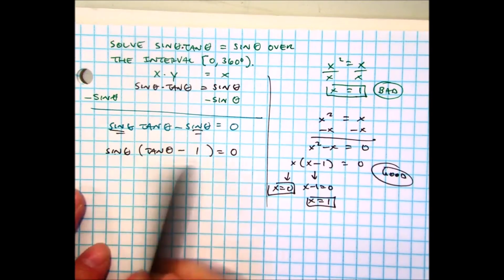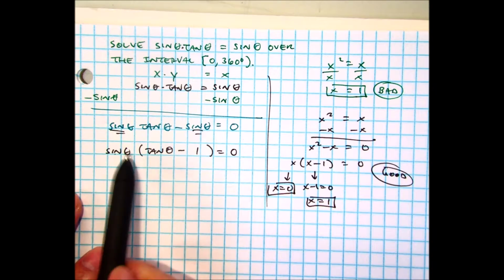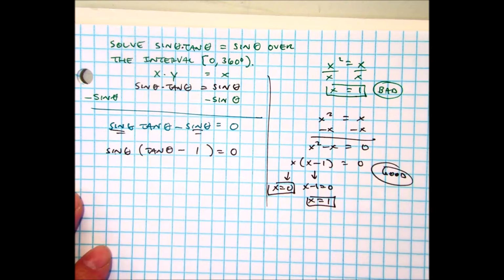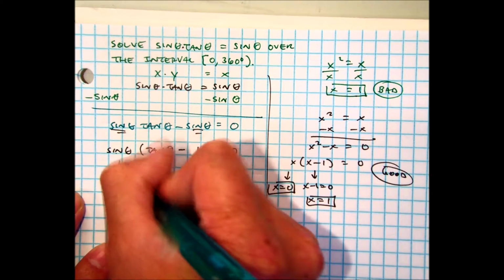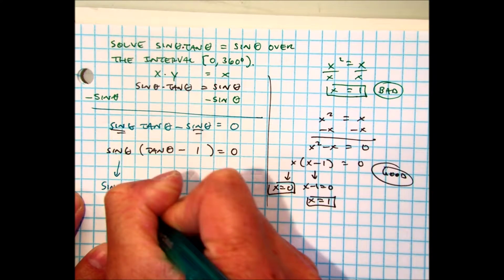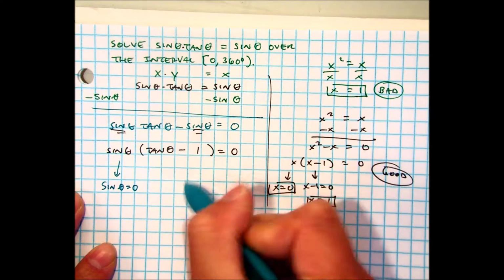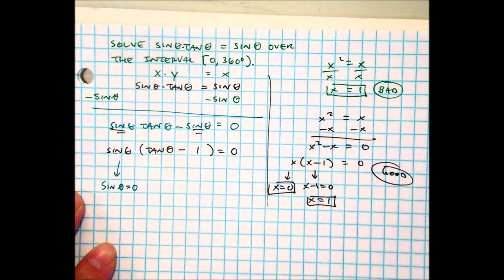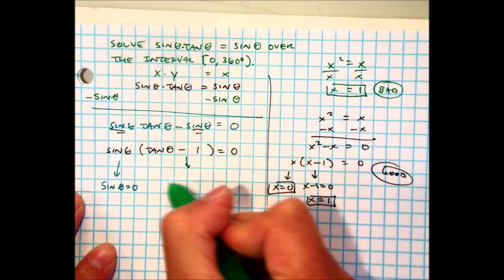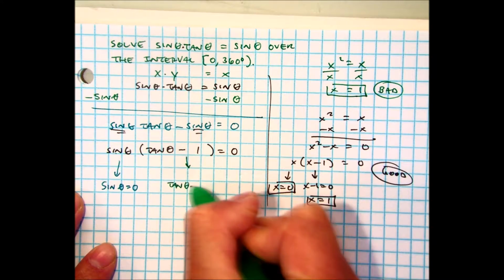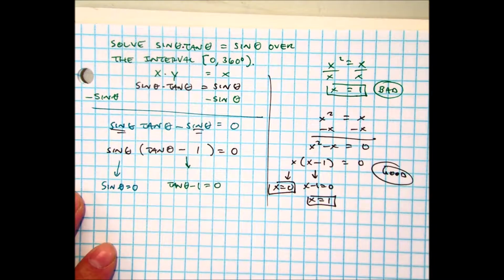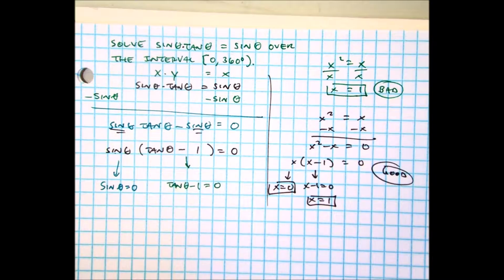Okay. Now I have these trig expressions separated. Now I can just apply the zero product rule. Sine of theta equals 0. And over here I'll do a different color. Tangent of theta minus 1 equals 0. Over here.